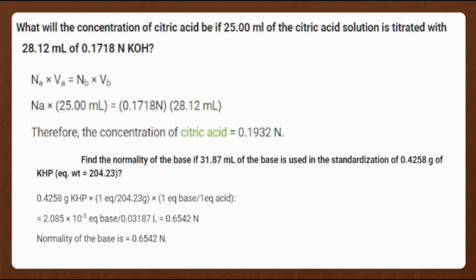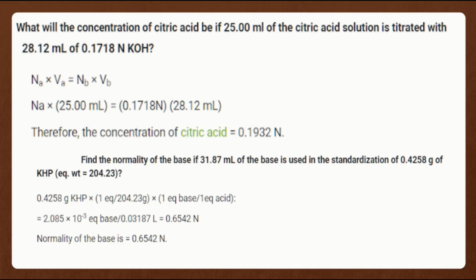What will be the concentration of citric acid if 25 ml of citric acid solution is titrated with 28.12 milliliters of 0.1718 normal KOH? N1V1 is equal to N2V2. N1 into 25 milliliters is equal to 0.1718 normal into 28.12 milliliters. Therefore, the concentration of citric acid is 0.1932 normal.